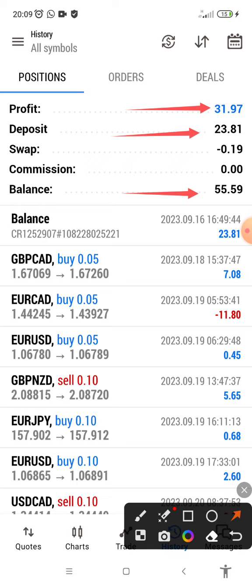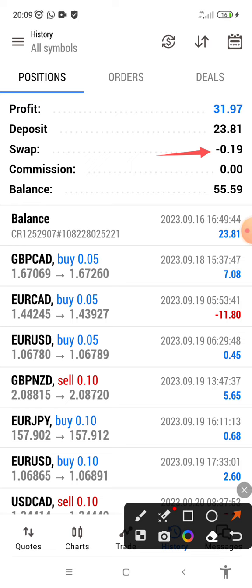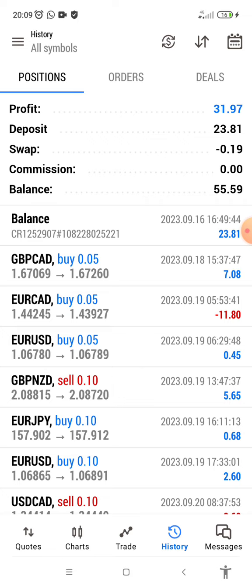Now the trades that I took attracted some swap, and the swap fee that was charged is 19 cents or $0.19. So you see it over there. That is the swap that was charged on some of the trades that I took. It means that I took some trades and then I had to leave them to run into the next day. So that is how come there was a swap fee of 19 cents. There was no commission deduction. So that is it. Now let me take you to the account area.